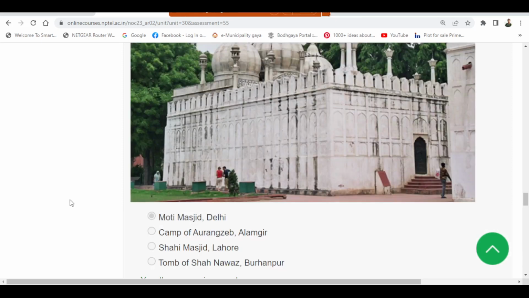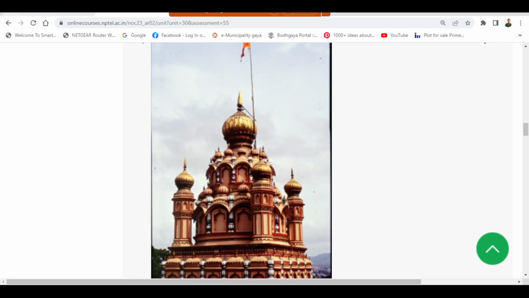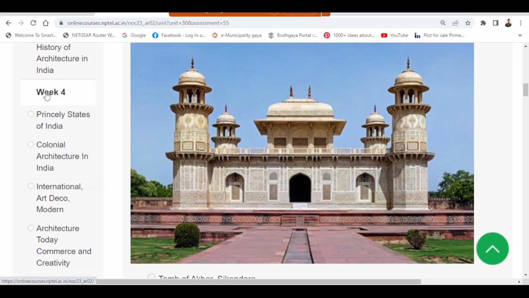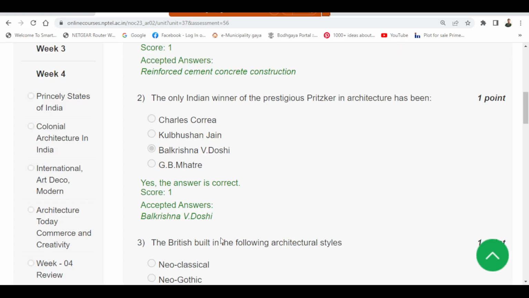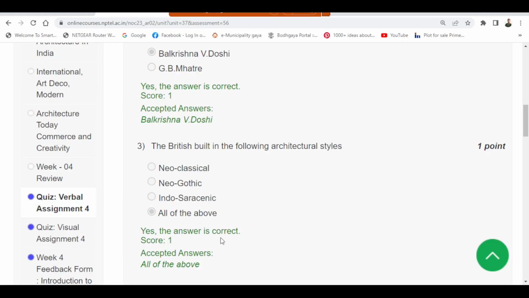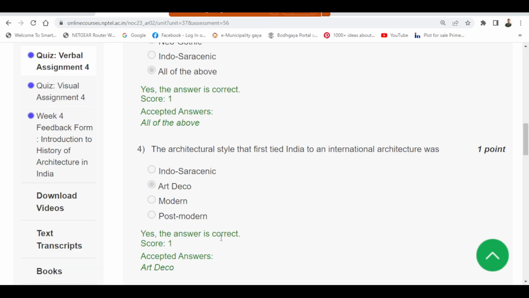Coming to last week, week 4 verbal assignments. We will just finish in a few minutes. The form of modern architecture was possible because of reinforced cement concrete. We have seen this question. The only Indian winner of the Pritzker Prize is, of course, Balakrishna V. Doshi. The British built in the following styles: all of the above styles were followed by the British rulers. The architectural style that first tied India to international architecture was Art Deco.